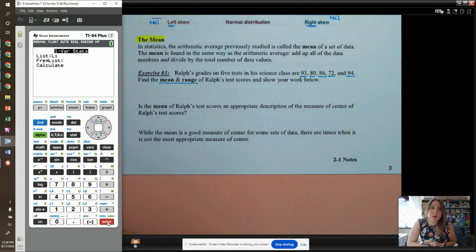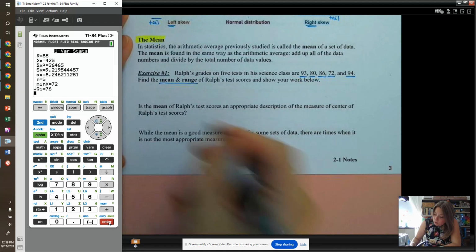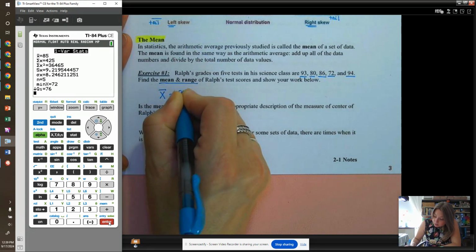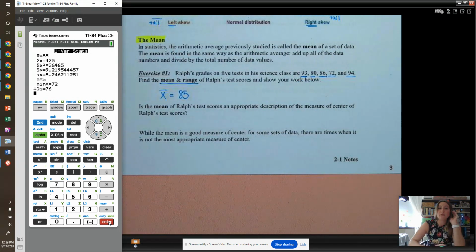Okay? So let's do that. Let's press enter on one of our stats. We put all our stuff in list 1, so that's what's typed right here. And now just press enter until it calculates. X bar is 85. So I know now that the mean or average of my data is an 85 for Ralph's test scores.